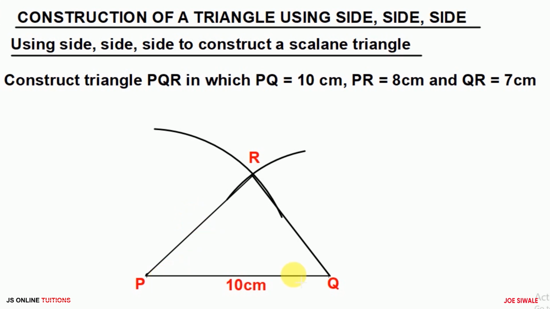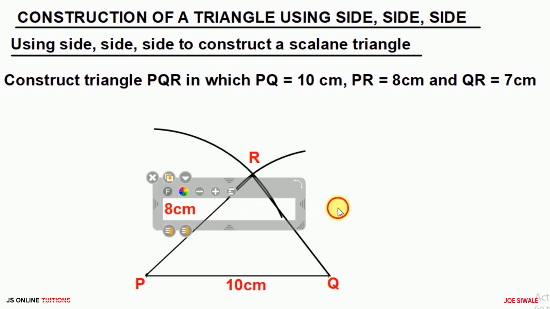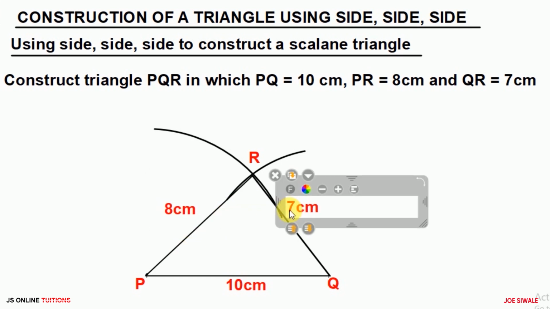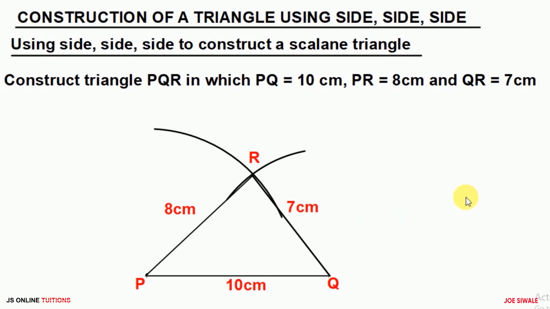So let us now indicate the length of line PR and the length of line QR. So we know that the length of line PR is 8 centimeters and the length of line QR is 7 centimeters. Let us now measure the angle which is at P, the angle which is at Q, and the angle which is at R.